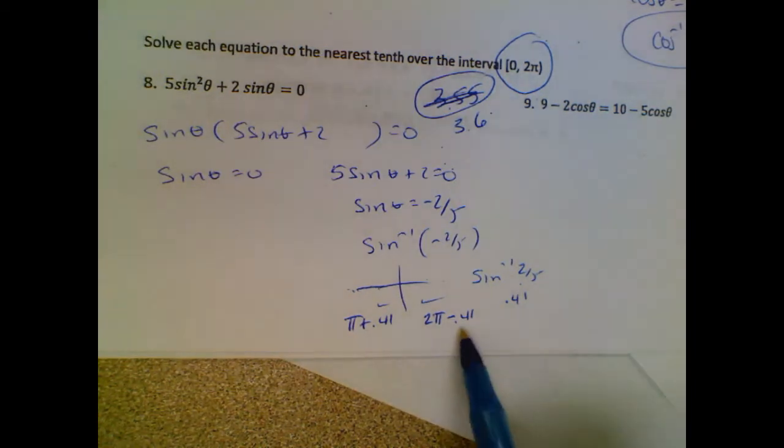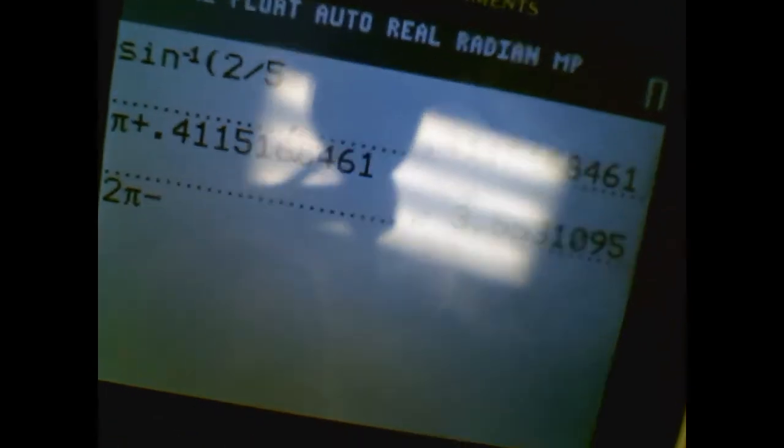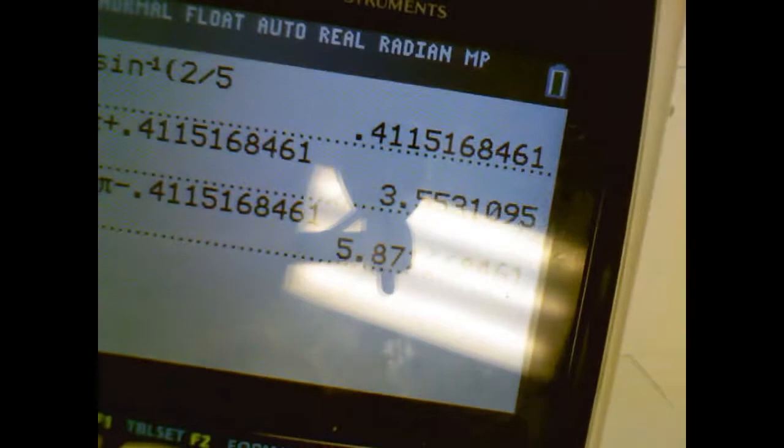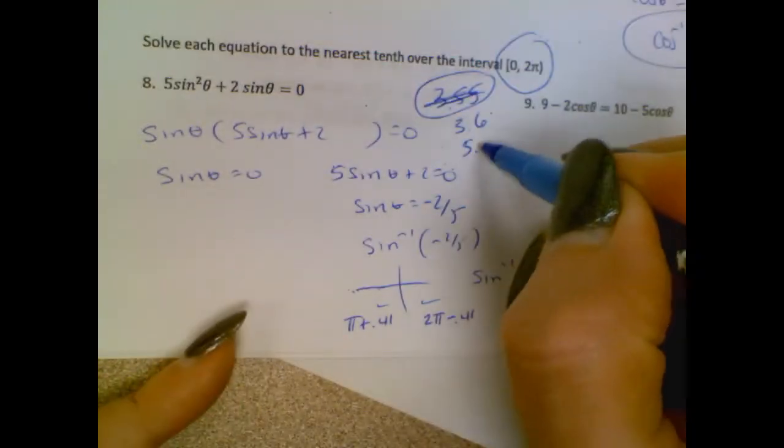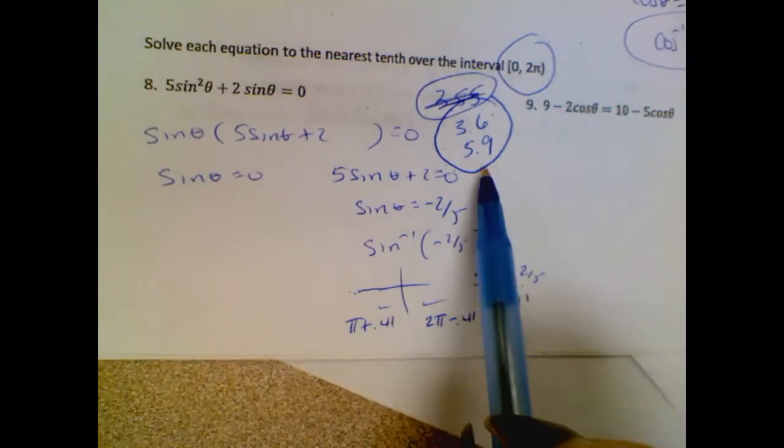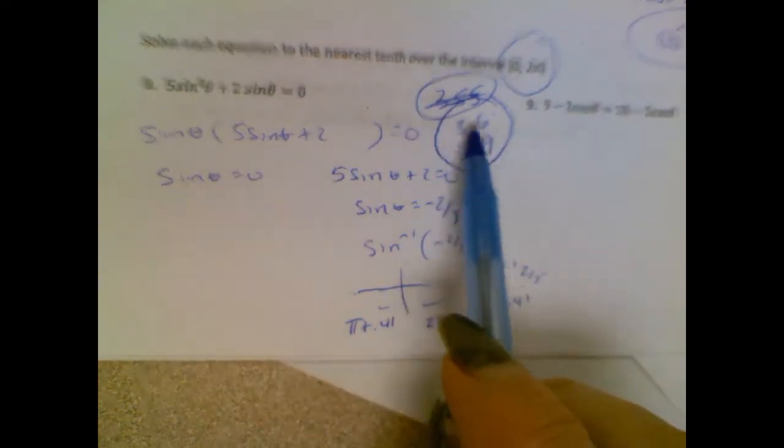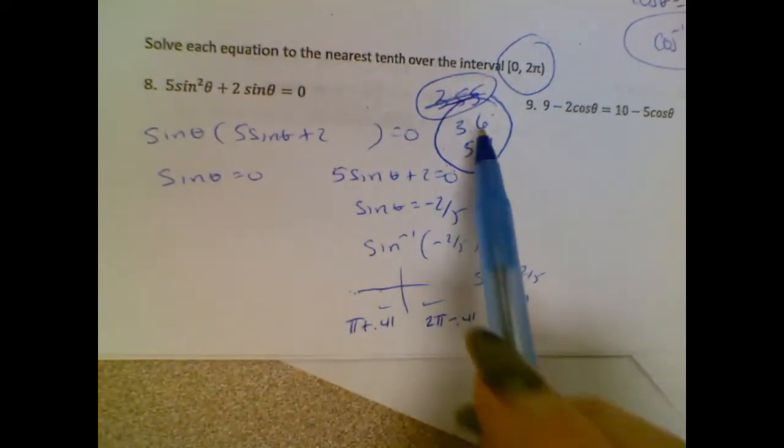The other one is 2 pi minus this. So you go 2 pi minus, I'm going to highlight my decimal. And that's 5.9. I think the answer in the review is wrong. So I think it says 2 something, but these are the answers for this one.